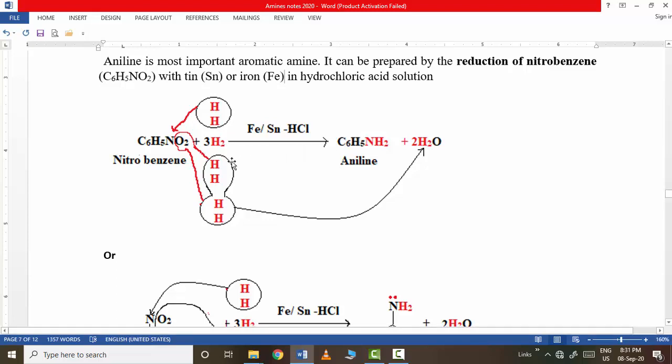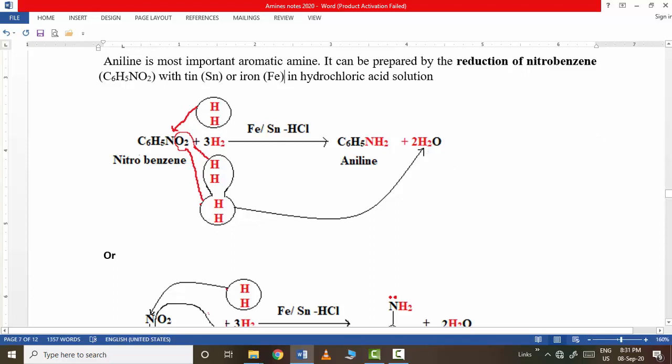Then the remaining 4 hydrogens will combine with the oxygen. Each of these 2 hydrogens will take one oxygen. If it takes 1 oxygen, it will form water. So 2 together will form the 2 molecules of water here.